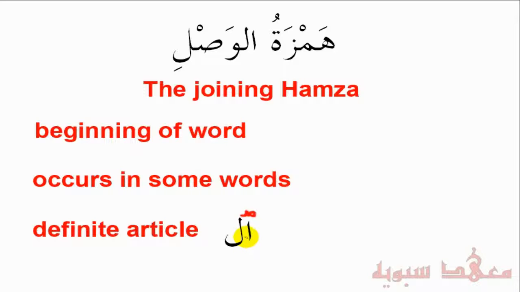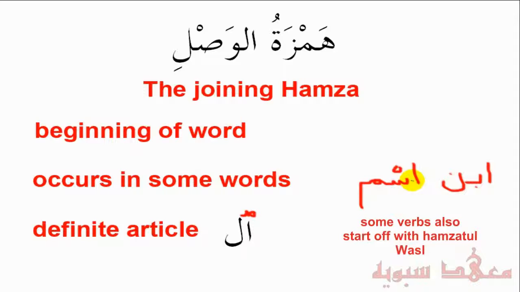But when I mean it occurs in some words without the definite article. Because when you put the definite article in any word, it'll start off with Hamzatul Wasl. Now, some of the words that have Hamzatul Wasl, the common words, are, for example, ibn. So, ibn means son, or ism. And the words, for example, imra'a, woman.